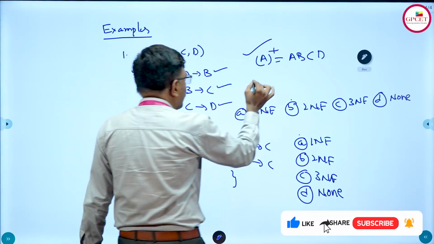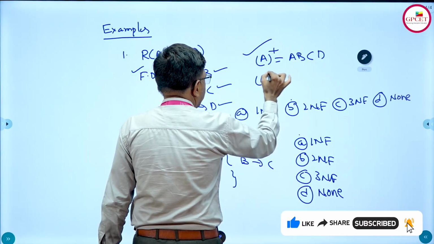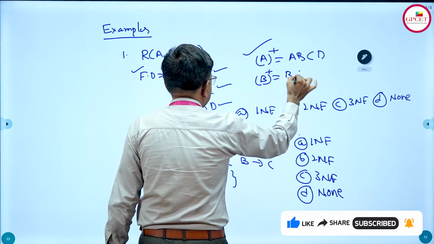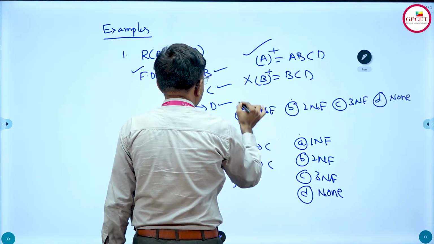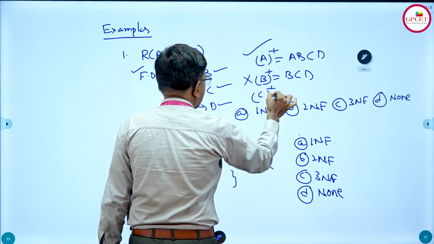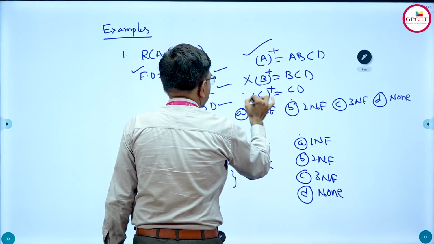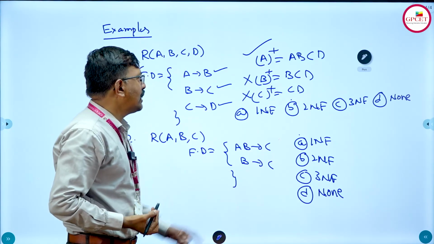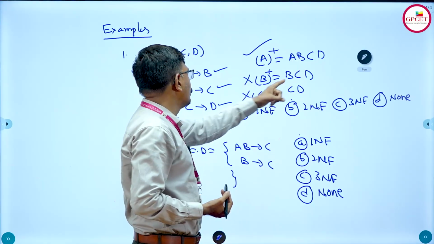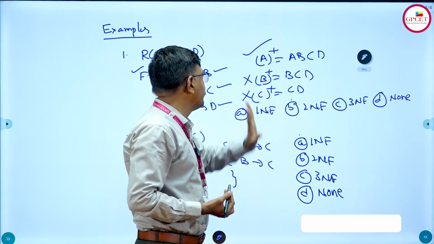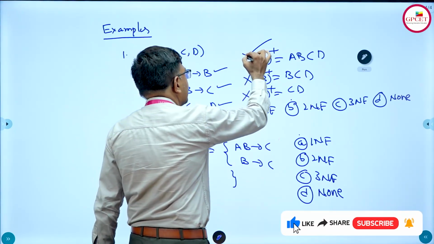Right? Next one, B closure: B, C, D. B is not a key. C closure: C, D. C is not a key. Why? Because we can't get the original relation. We miss A, we miss B. That's why A is the key.